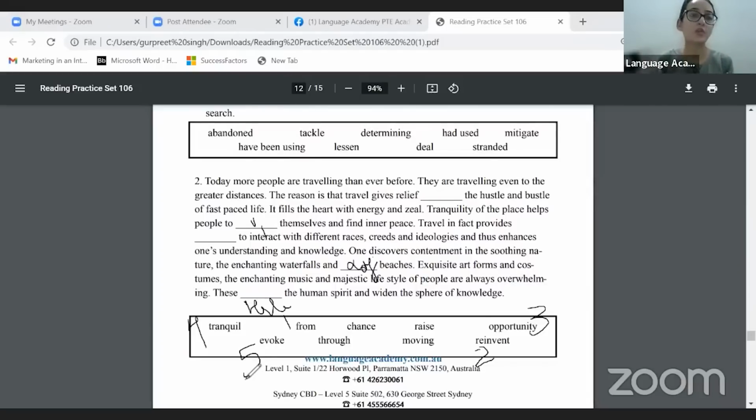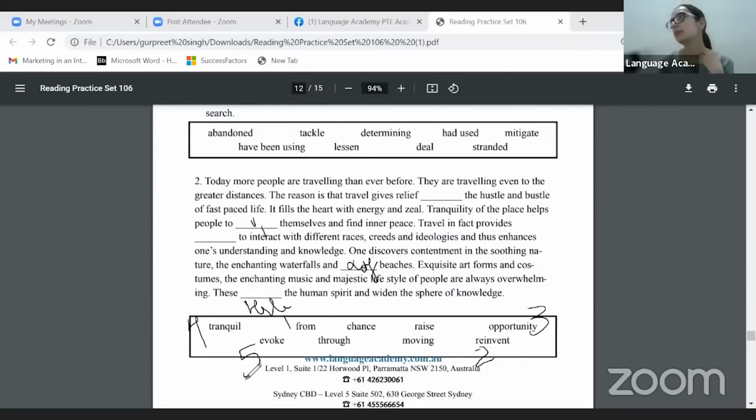You understand what you as a personality are. So what kind of human being are you, what are your likes and dislikes, what can you improve in yourself? So all these things evoke your soul basically. And widen the sphere of knowledge because you get to know about a lot of new things which you did not know before going to that place.